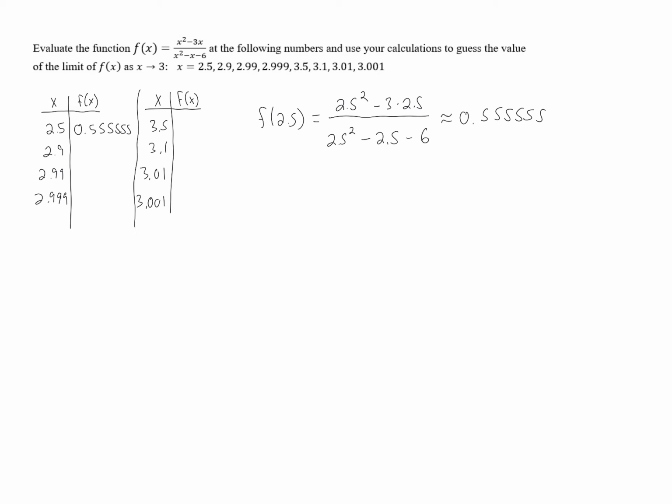And I'm not going to write out all of the other calculations because truly all you need to do is plug those into a calculator. For 2.9, we get 0.591837. For 2.99, we get 0.599198. And then for the next one, we get 0.59992. So it looks like we're getting closer and closer to a nice round number there.